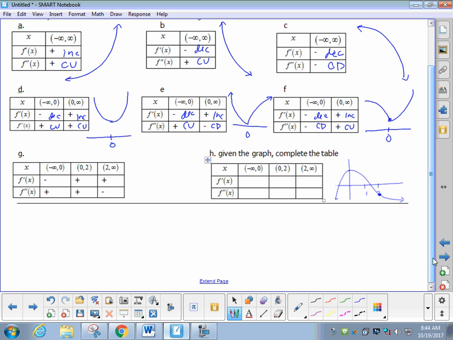Go to G. It's a 3-region graph. Try graphing by showing what's happening in the 3 regions indicated. And then might as well go on to H after, which is going the other direction from the graph to the table.